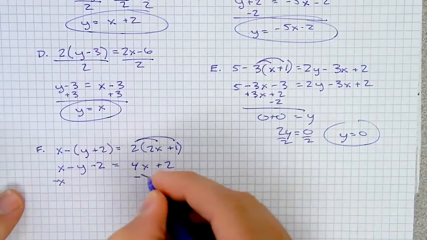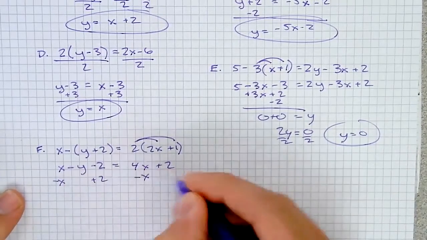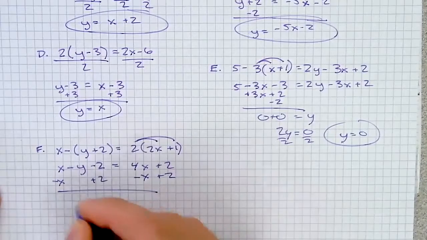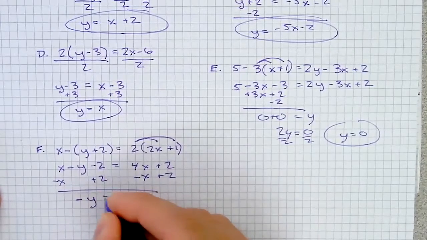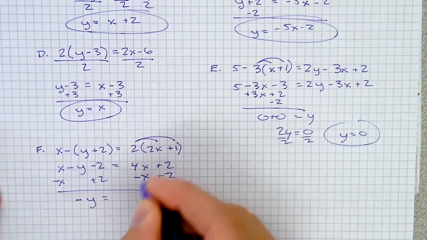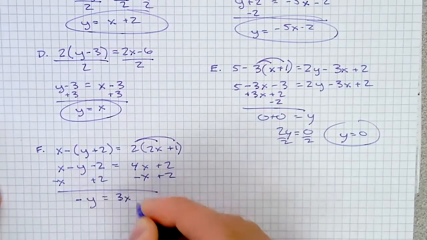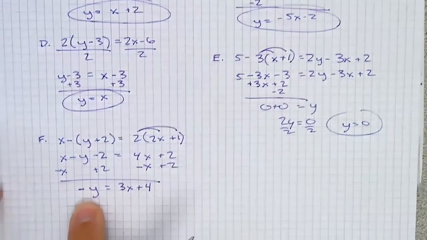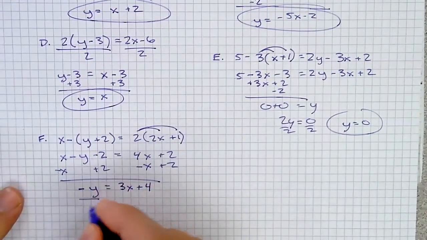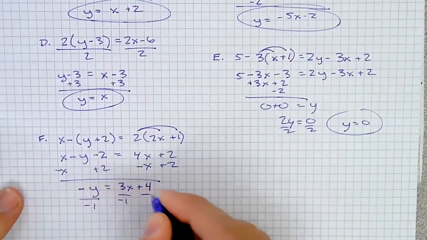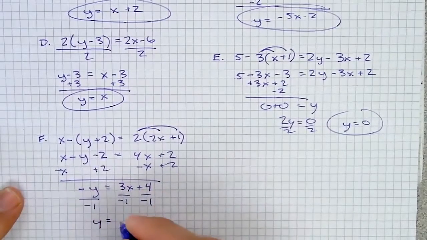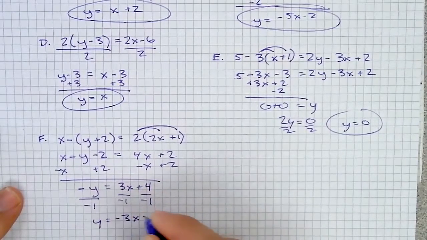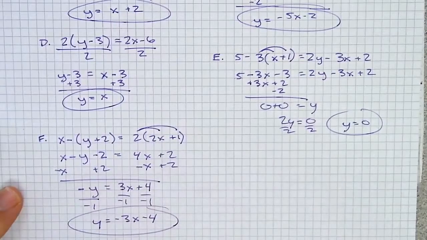So I'm getting everything away from the y. It's still negative, and then I have 4x minus x should give me 3x. 2 plus 2 should be 4. Okay, and then the last step, there's a negative out in front of the y. We want it to be positive, so we got to divide everything by -1. Y equals negative 3x minus 4.